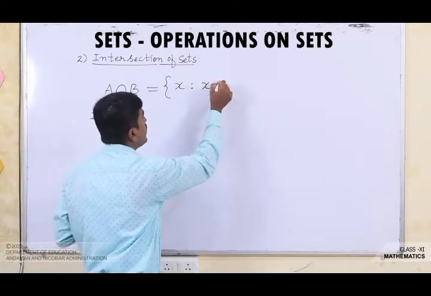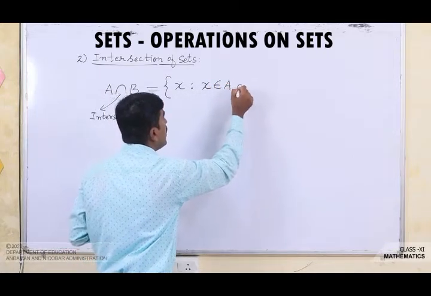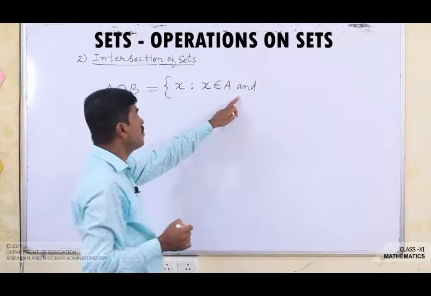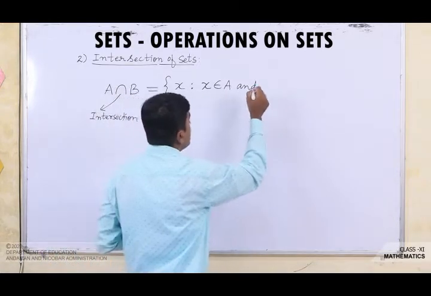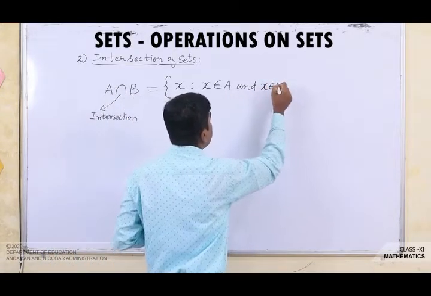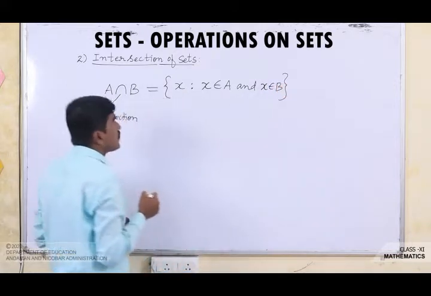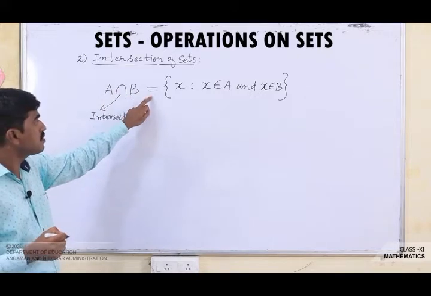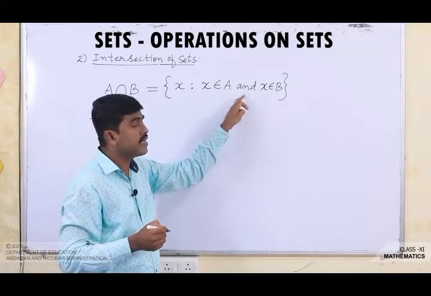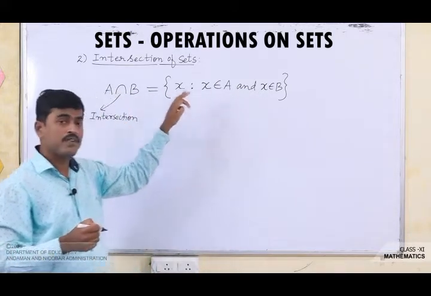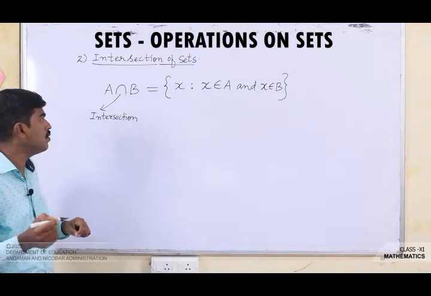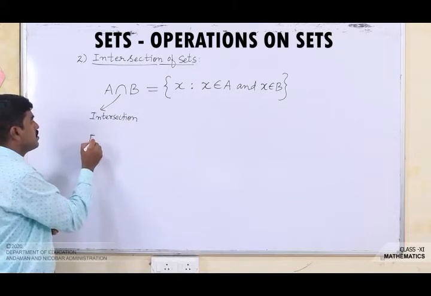So it will be X belongs to A, and here it is 'and', that means we have to take the common elements of A and B. X belongs to B. So symbolically we write A intersection B, and its meaning is X such that X belongs to A and X belongs to B. That means the set of all those elements which are common to both A and B. Let's see some examples.